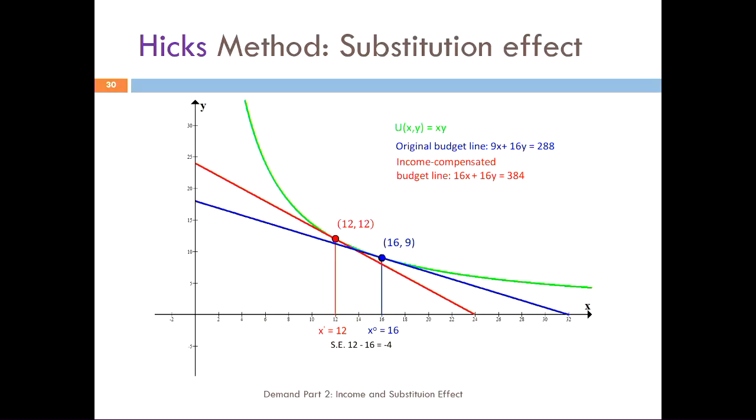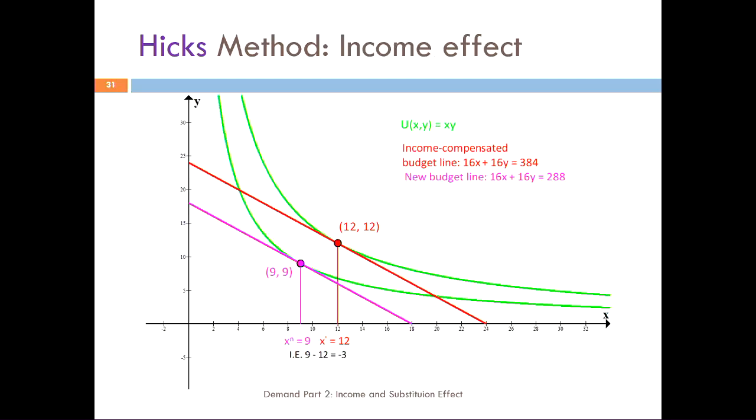Now, because that's a busy diagram, I thought I'd split it up to show you the substitution effect and the income effect separately. So here's again the substitution effect. Notice that we're rotating the budget line along the indifference curve. So we're keeping utility constant, and therefore, according to Hicks's definition, we're keeping real income constant. But we're changing the relative prices. So that change is just the substitution effect. The fall in demand from 16 to 12 is the substitution effect, minus 4.